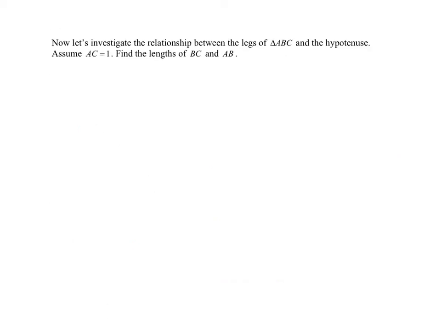Next, we're going to investigate the relationship between the sides, the legs of the right triangle ABC, and the hypotenuse. You have your worksheet so you can still see the picture at the top. If we know that these two angles are each 45 degrees, then we know that the sides opposite those angles are congruent. So if we're given that AC equals 1, then BC has to be 1. Now we can solve for the length of side AB using the Pythagorean theorem. To make it easier, let's let AB equal x for now.